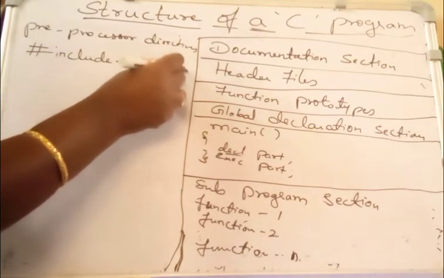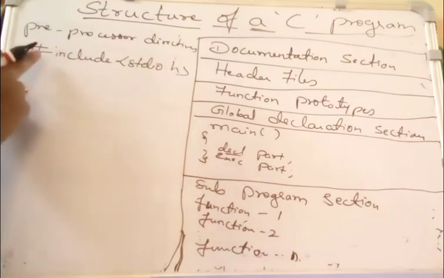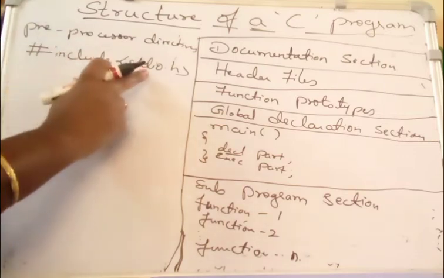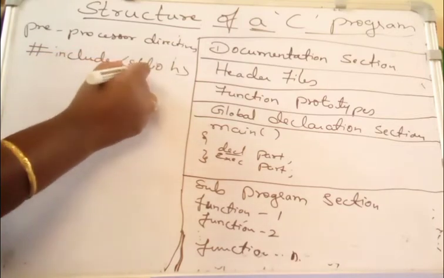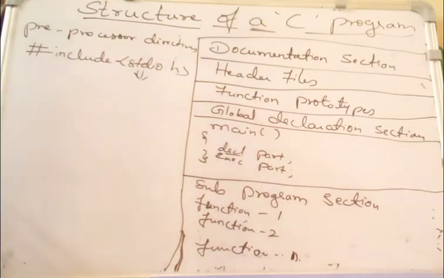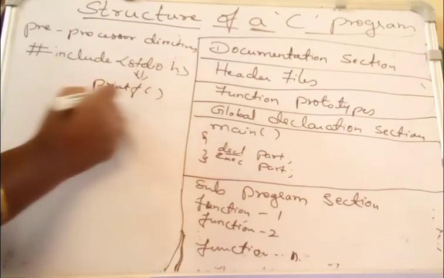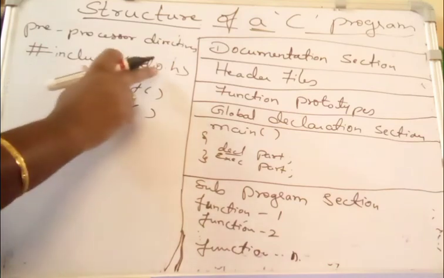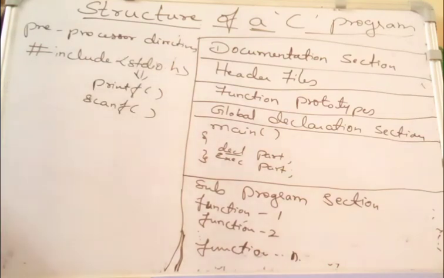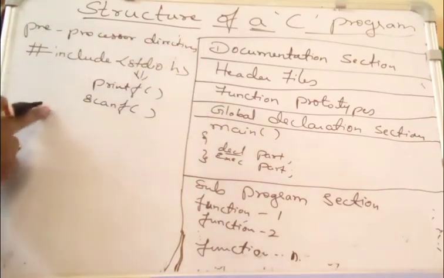Hash include stdio.h. Here we are giving an instruction to the compiler: please include in my source program the header file stdio.h, include the object code related to stdio.h. Then only my program can execute with printf and scanf statements. The functions related to printf and scanf are present in the library file stdio.h, so you include this header file in my source code. Like that you are giving an instruction to the compiler.